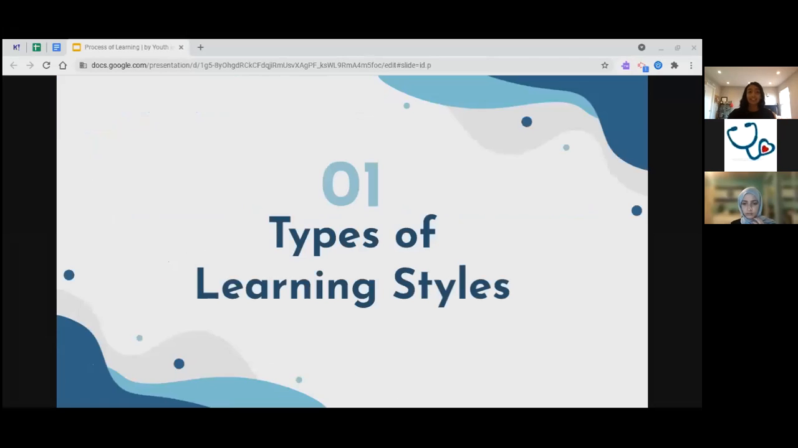Yeah, so we're going to just dive deeper into each learning style. And the 4 types of learning styles we're going to focus on today include visual, auditory, read and write, and kinesthetic learning.